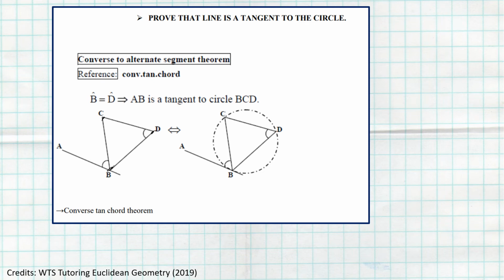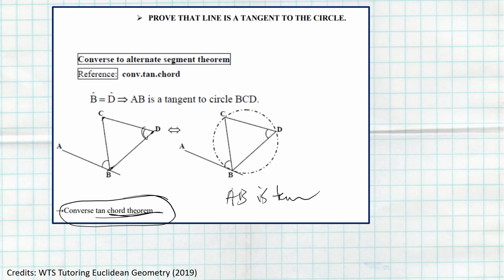Okay, so if you have a triangle there, what you actually prove is the converse of theorem 9. In other words, we have to prove that the angle between the line that we want to prove is a tangent and the line that forms that triangle is equal to the angle subtended by the 2 other lines of the triangle. This is the converse of theorem 9. Then we can deduce that AB is a tangent. Why? By converse tan chord theorem. And that's how you prove it.